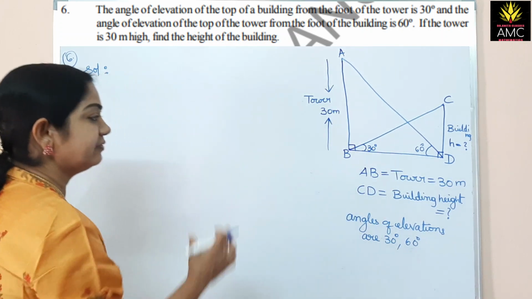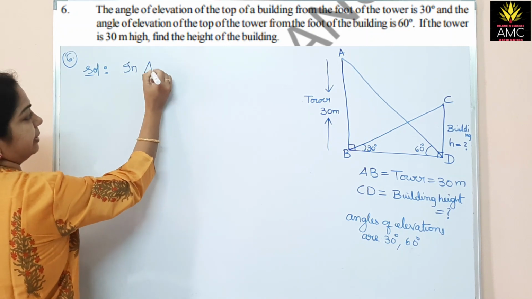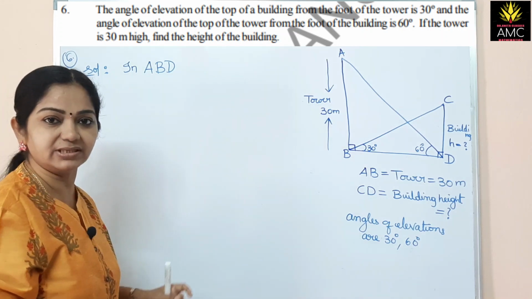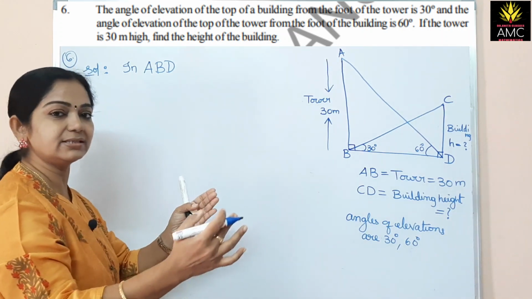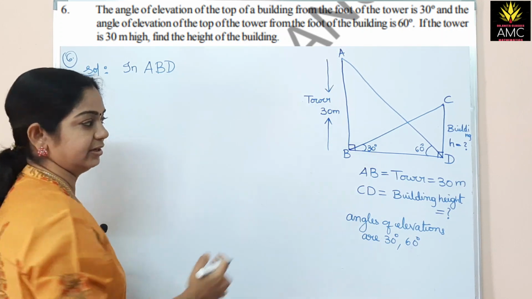So that means we will take the first triangle, triangle ABD. Likewise we are doing in all problems, isn't it? Taking two triangles and getting two equations, then solving them we get the required one.